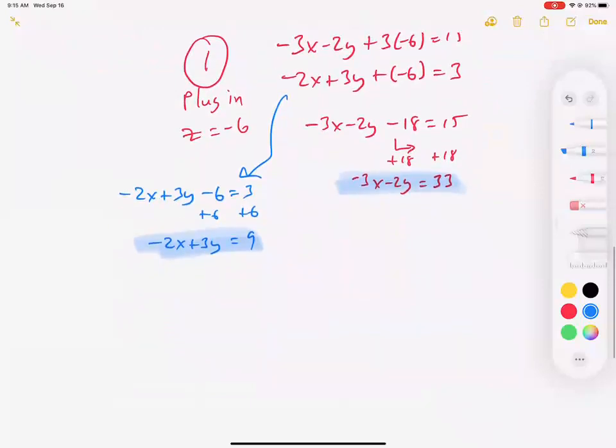So now here's the thing. Now that we plugged in one of the variables, we're left with 2 variables and 2 equations. Turns out this is just a problem that we just did. Negative 3x minus 2y equals 33, and negative 2x plus 3y equals 9.